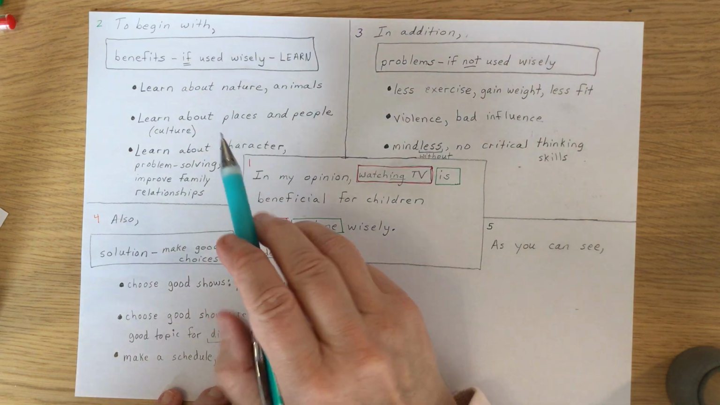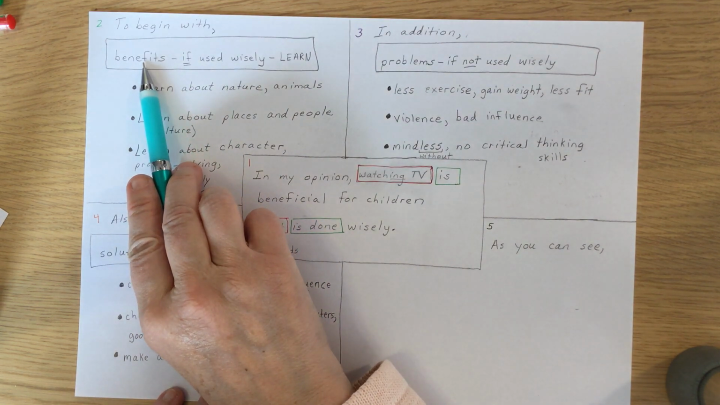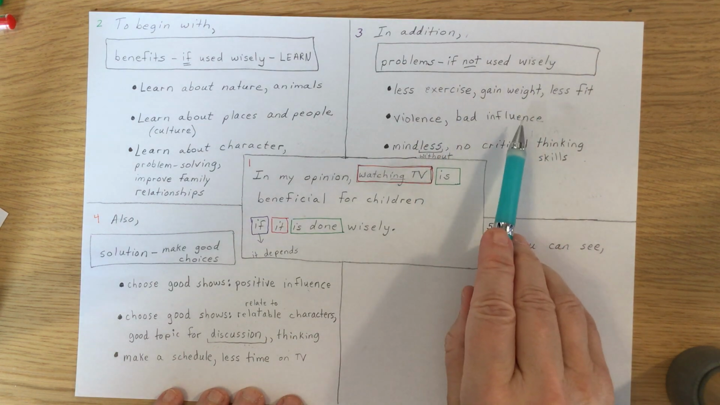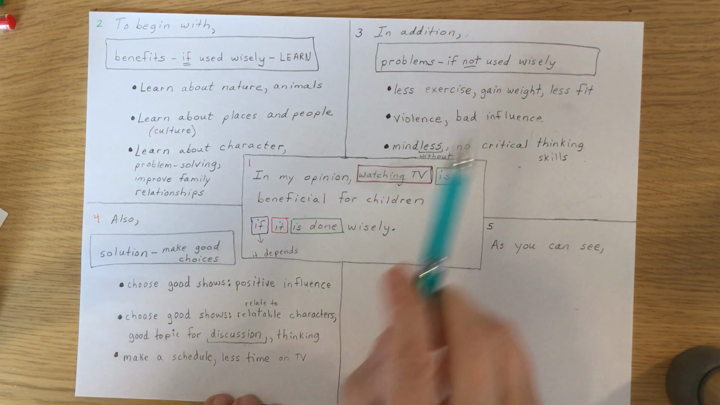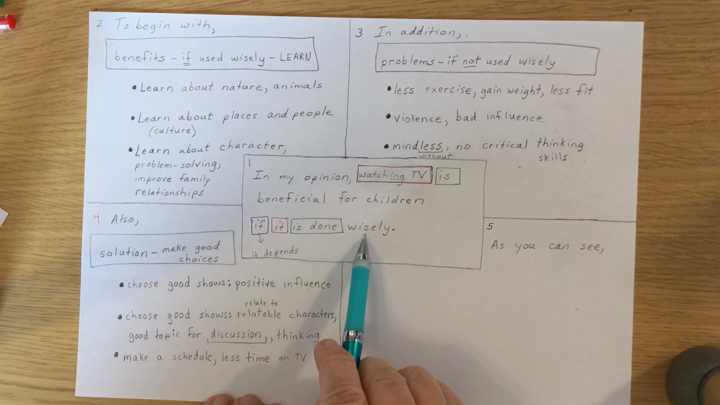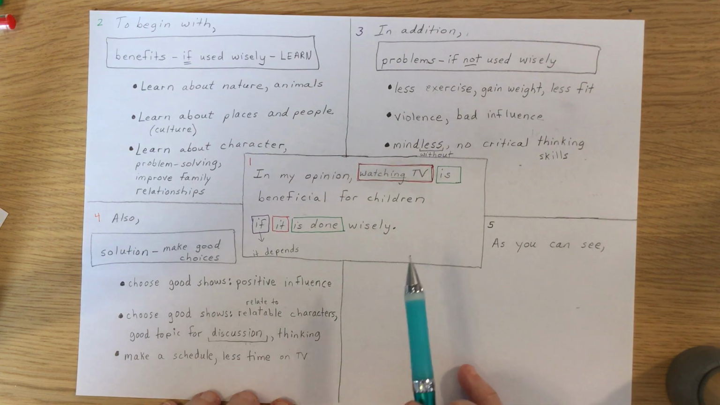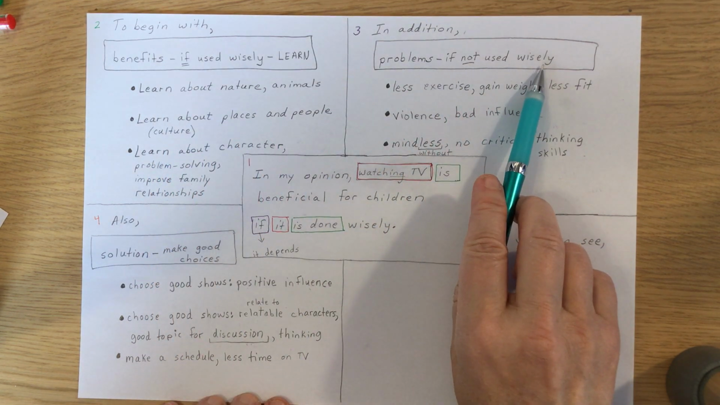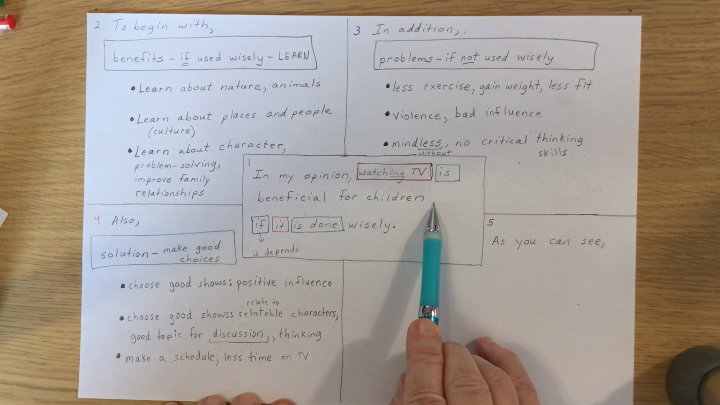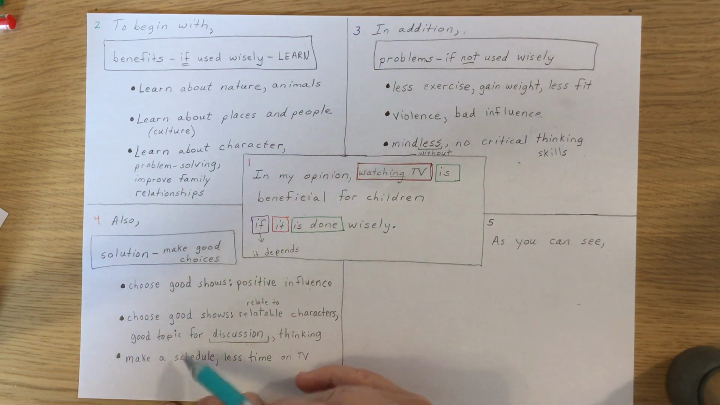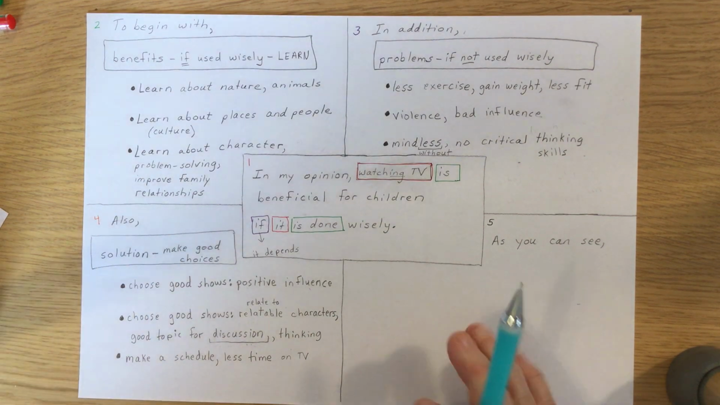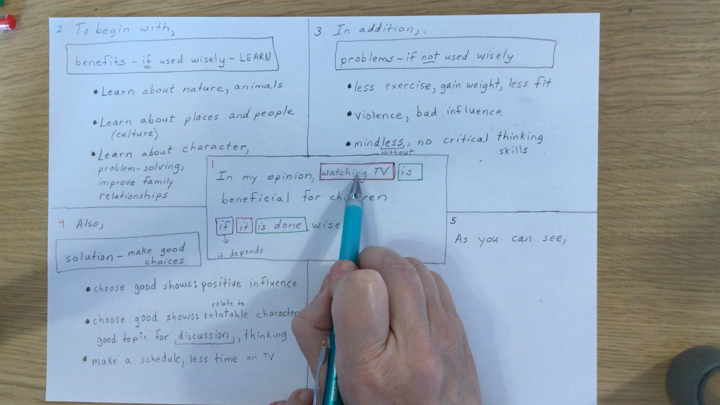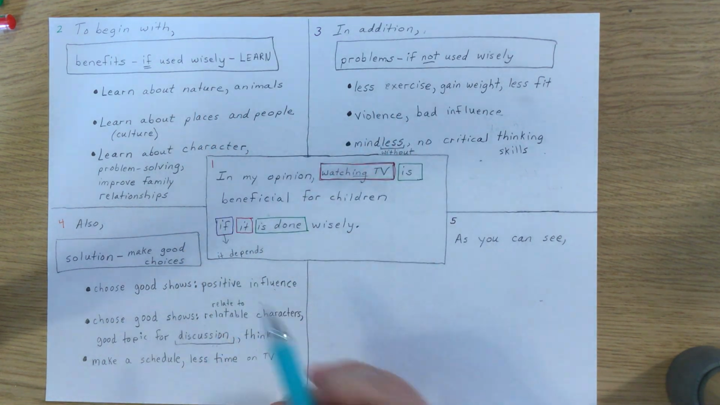So now I have given my reasons for why I think it is beneficial. I start making my argument here where I say, okay, these are problems, I get that, but there's solutions to those problems if watching TV is done wisely, if we make good choices. So I decided to break down my persuasive essay into my benefits and then the problems if it's not used wisely, because I am not just saying it is beneficial for children, period. I'm saying if it is done wisely. Well, in order to explain this, I need to explain this. So, as you can see, now I'm going to connect my main idea, watching TV, to my details.